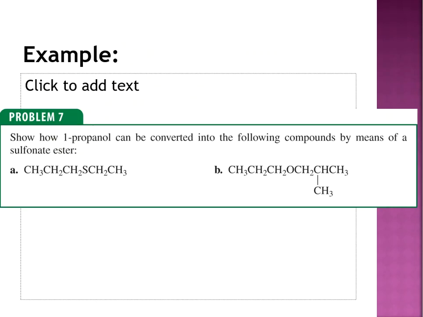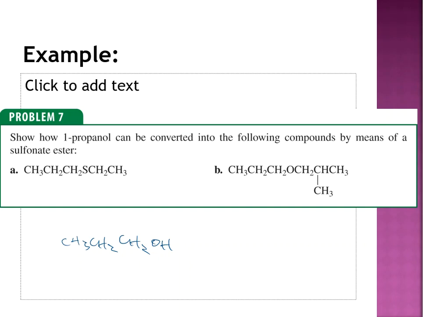All right, let's take a look at another example. This one: show how 1-propanol can be converted into the following by means of a sulfonate ester. Okay, so here is just really a recap, a review of the sulfonate esters. I mean, that's all that we're doing. I'll show you how easy this is. 1-propanol, so prop is 3, so CH3, CH2, CH2OH, right? We need to add a sulfonate ester.